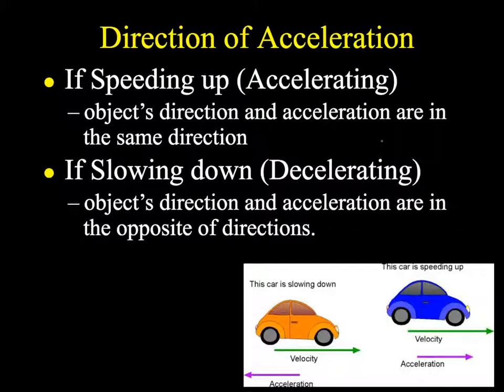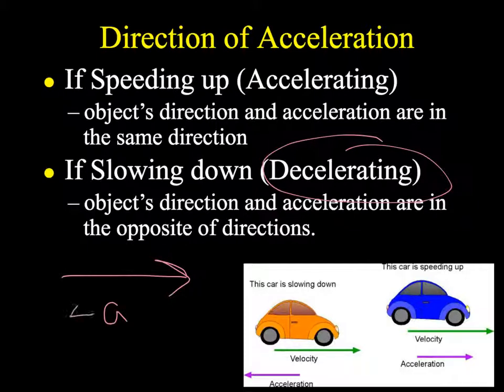As for slowing down or decelerating, if your object is moving forward but you're slowing down, then acceleration is moving in the opposite direction, opposing the motion. You can see that down here. Right here, a car is speeding up. Velocity tells you what direction the car is moving in, but since it's speeding up, acceleration is working with it. If the car is slowing down and still going in that same direction, acceleration is going opposite of that, against it. It's important to know the directions of acceleration.